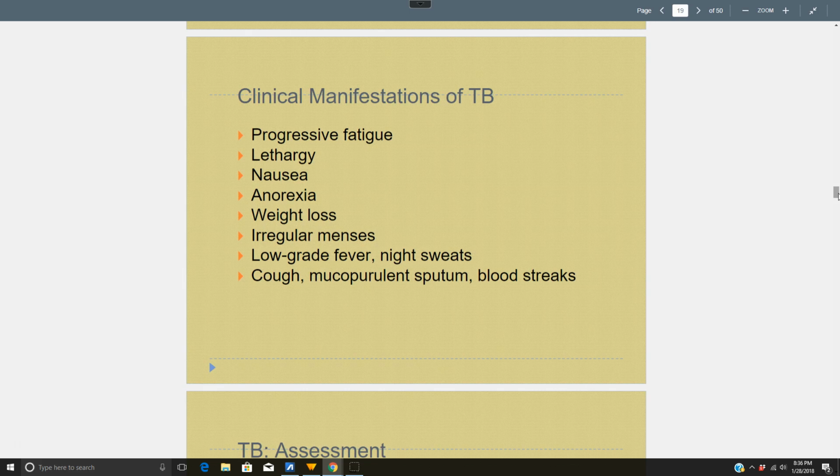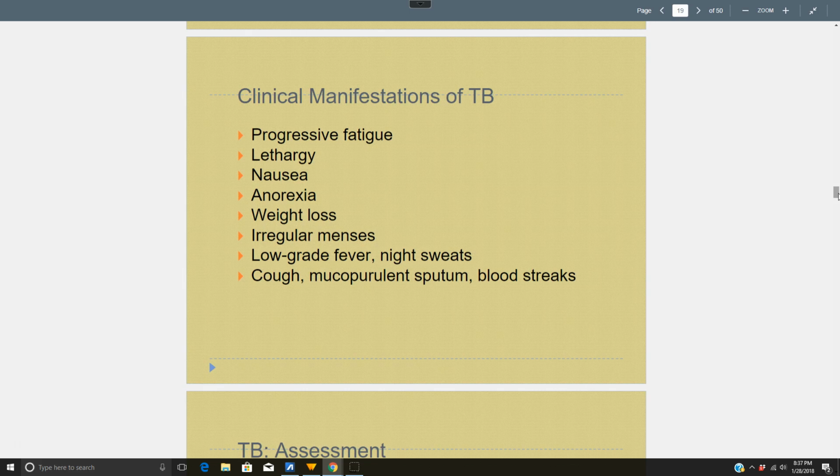And just an example would be with INH. This drug can cause liver damage. So if someone has a history of drinking a lot of alcohol, it can potentiate the effects. And so these manifestations may indicate liver toxicity or failure. So that's important to know.